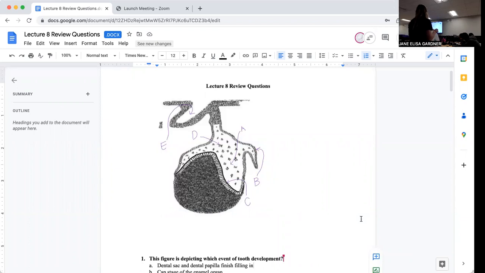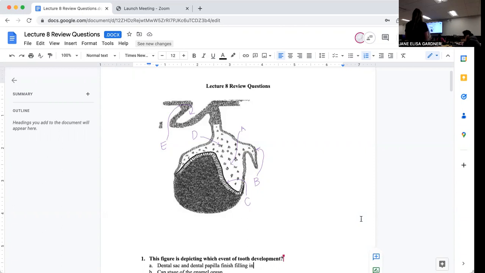And these ones labeled the structures. B is the succession. Yes. And then that gives rise to succedaneous teeth. No, just anyone can answer.